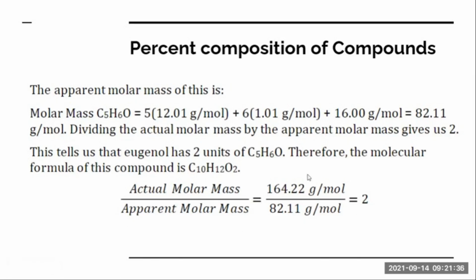So, whatever is the result of the division of the actual and the apparent, this will be a factor that will be multiplied to the empirical formula. So in this case, we have 2. So we will multiply the 2 to each component. Okay? So the actual molecular formula for eugenol is C10H12O2. So 5 times 2, 6 times 2, 1 times 2. All right. 10 seconds again.